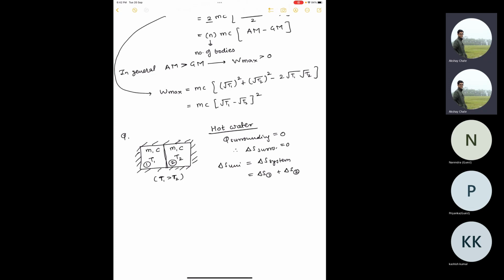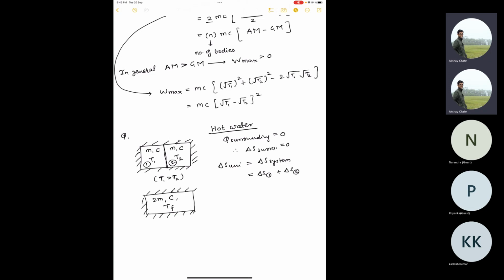And what we do, we rupture this membrane and let the fluids mix. So finally your system will be having twice the mass, heat capacity remains the same, and at a certain final temperature.